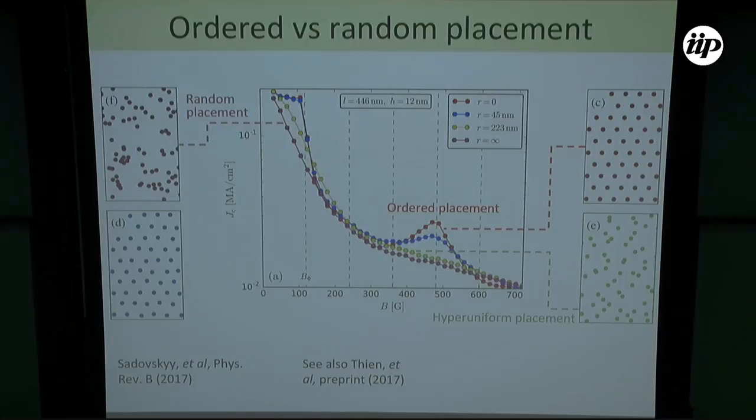Okay, so, it's different if you place these columnar defects in an ordered or random way. So at first matching field, when we have the number of vortices equal to the number of inclusions, the disorder in placement will significantly reduce the critical current. So it's much better to have the ordered placement at first matching field.